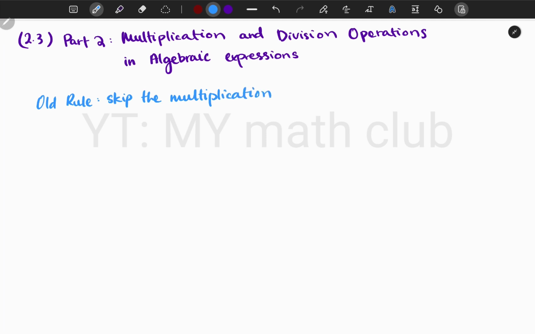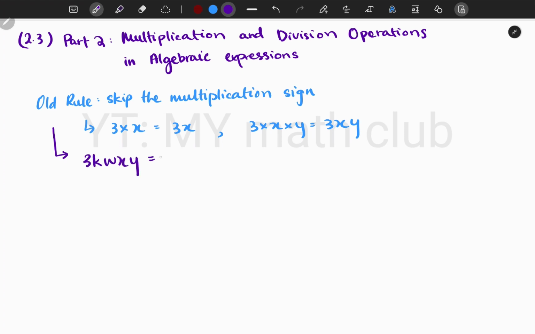If you remember in the first 6 rules of chapter 2.1, one of them mentions that we are going to skip multiplication signs when we write expressions. For example, 3 multiplied by x is just 3x, 3 multiplied by x multiplied by y is just 3xy. And so hopefully it would make sense that when seeing a term like 3kwxy, you are able to comprehend it as 3 multiply k multiply w multiply x multiply y.